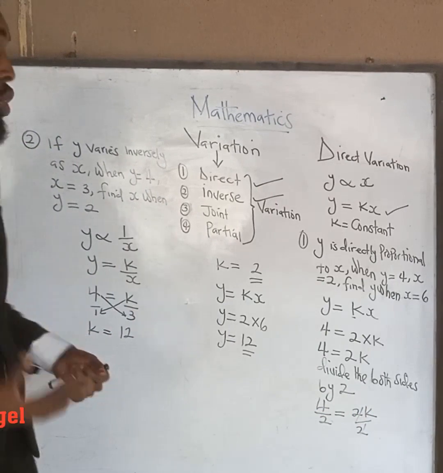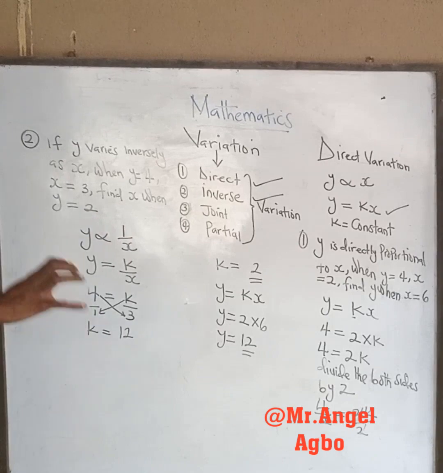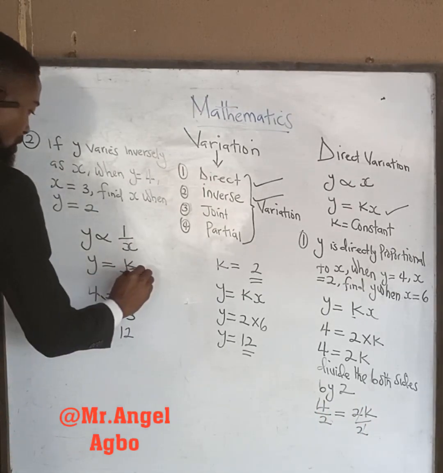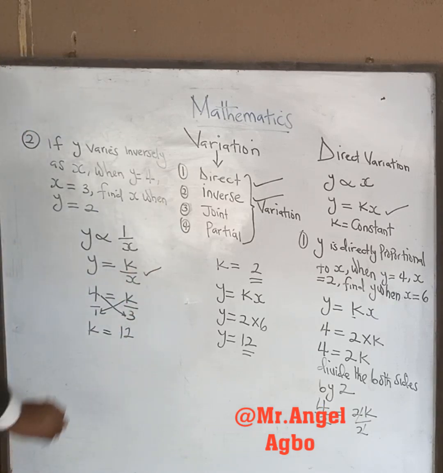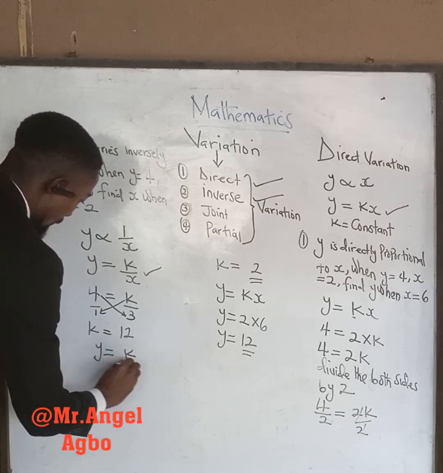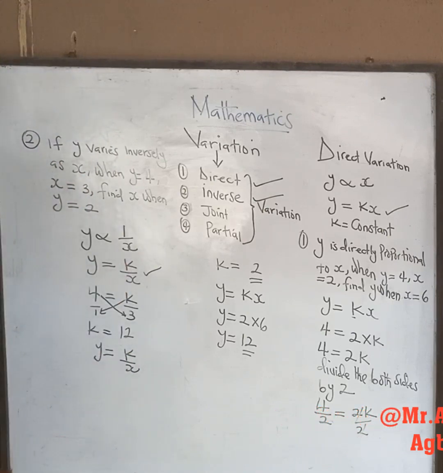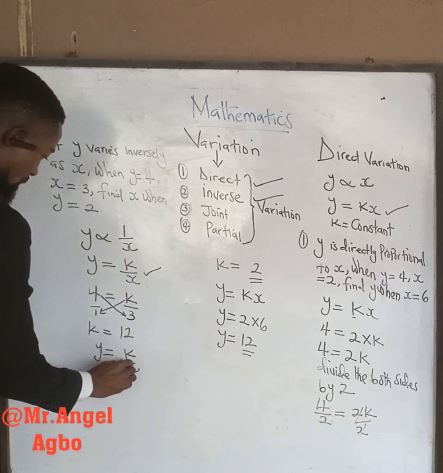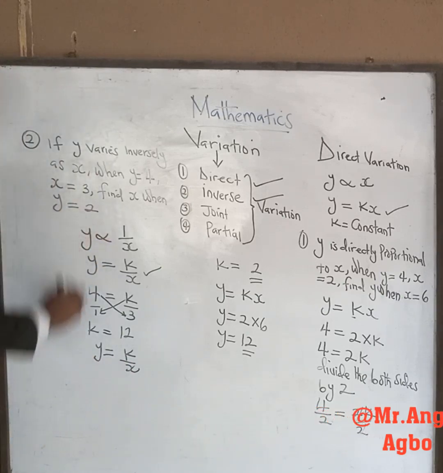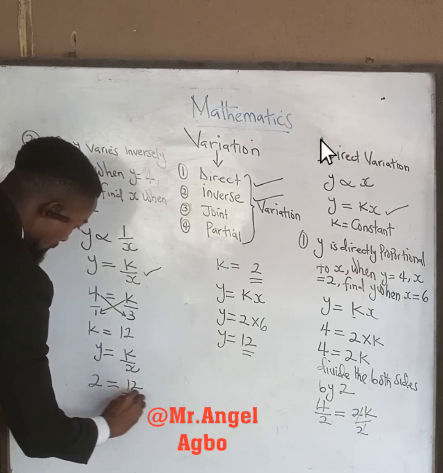Now that we have successfully found our k, which is the constant number, we can use it to look for the value of x we are asked to search for. Now we look for this expression again. This is what we are going to use to find x. So y is equal to k over x. Our y is given, our k has been found, the value is 12, and our x is not given in this second phase. So we can now see y, which is equal to 2, is equal to our k, which is 12, divided by x.